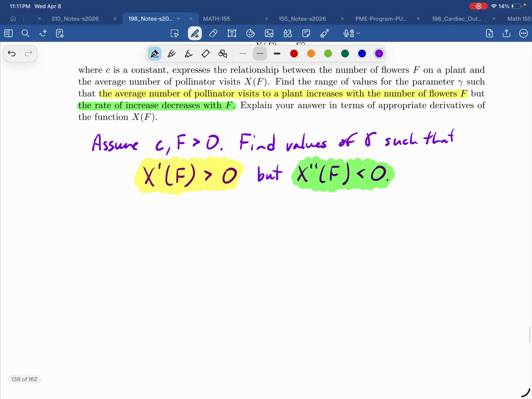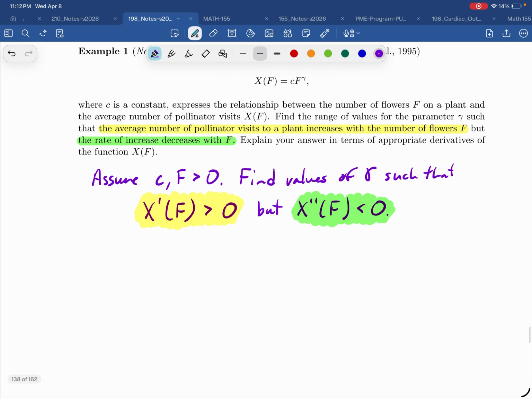So what we're going to do is take the derivative, remembering that C, and again, gamma is constant. I know we're solving for gamma, but when we differentiate with respect to F, we treat gamma as a constant, okay? So let's just go ahead and do it. First off, note that X prime of F equals C gamma F to the gamma minus 1, right? This is a power rule.